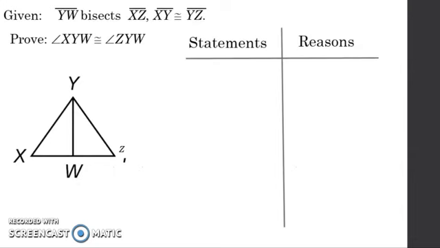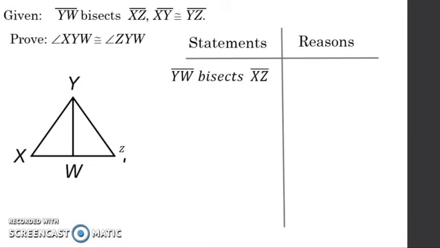So here we know that YW bisects XZ and that XY is congruent to YZ. And we're trying to prove that the parts, which are the angles, are congruent. If you're trying to prove that triangles are congruent, we would end with our congruency statements like SAS or SSS. But because we're looking for angles to be congruent, we're going to end with CPCTC.